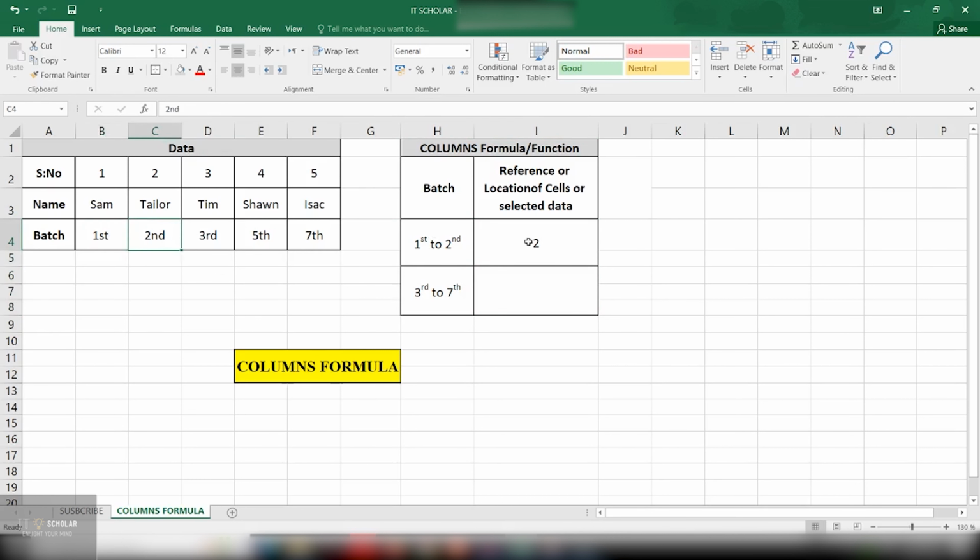Let's do it again on the second data. Third to 7th batch: equal sign, COLUMNS, bracket open, D4, semicolon, F4, bracket close. And we get the answer 3. This data has occupied 3 columns.